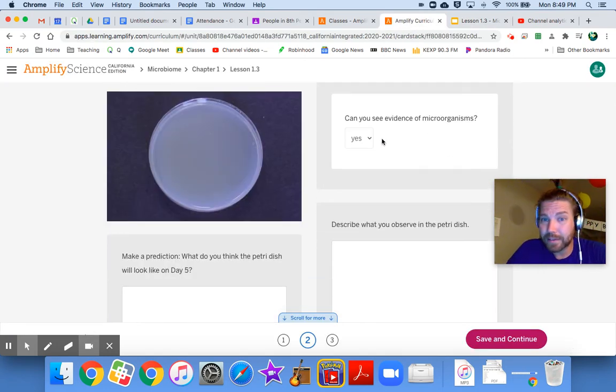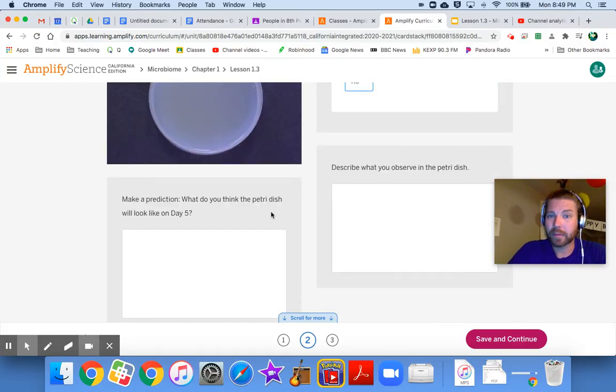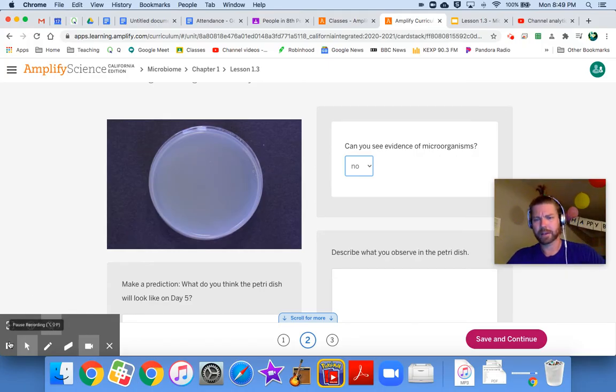So can you see evidence of microorganisms? I would say, no, I can't. But what do you think it's going to look like on day 5? What do you see in this Petri dish? Take a second, write down those observations and those answers. Go ahead and take a minute, do that right now, and then come back to me.